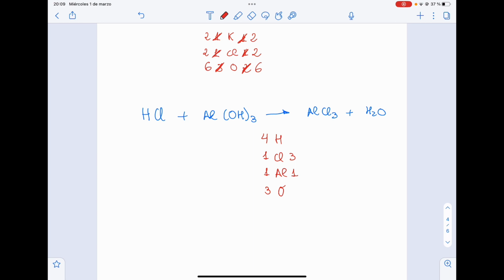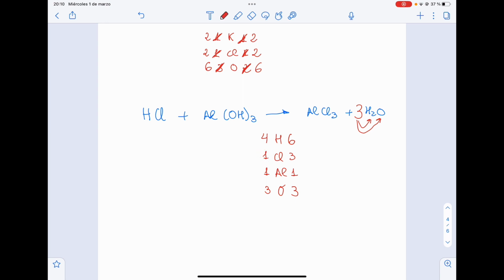What happens if I put a 3 in here? If I put a 3 in here, this 3 is going to multiply the hydrogens, and this 3 is going to multiply the oxygens. So I have 6 hydrogens and 3 oxygens. Okay, so far the oxygens are balanced, the aluminium are balanced, but this one, no. As you can see, I need 3 chlorums in here, and in here I only have 1.